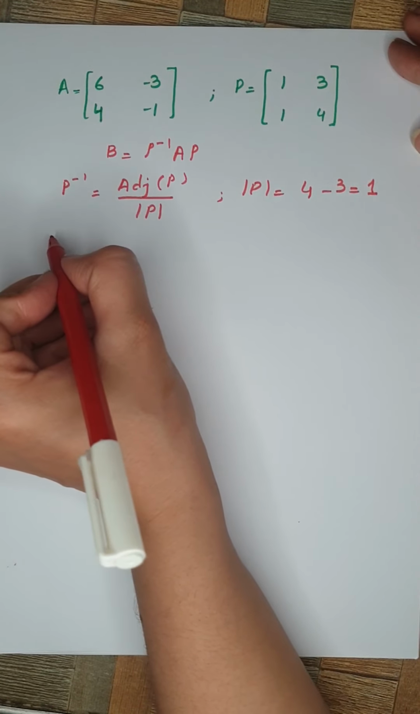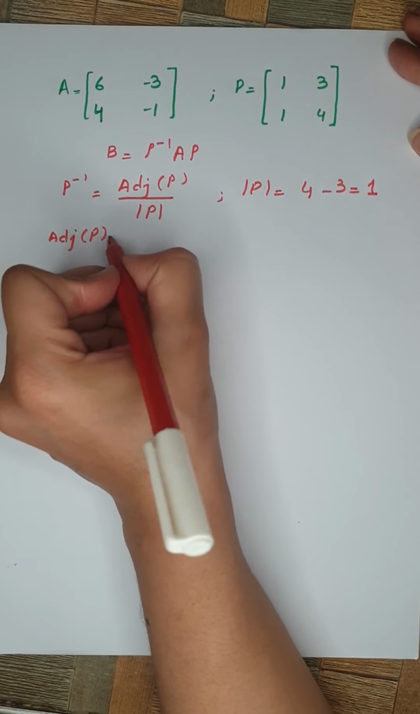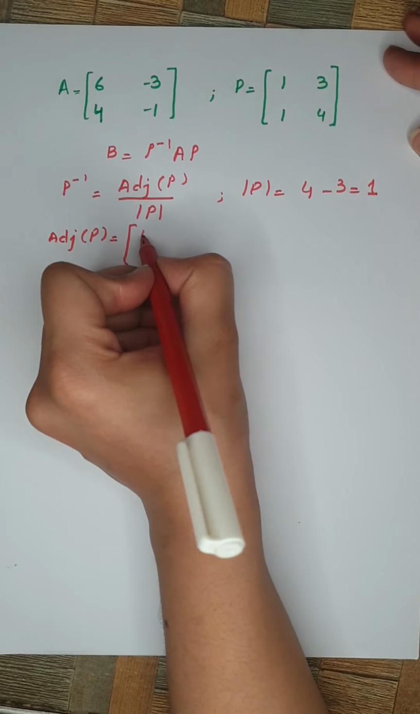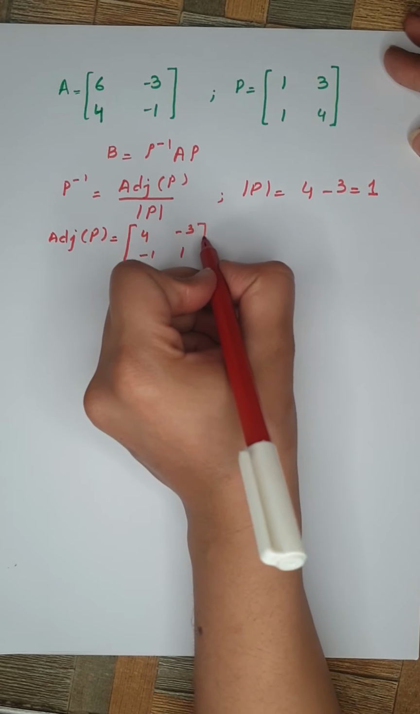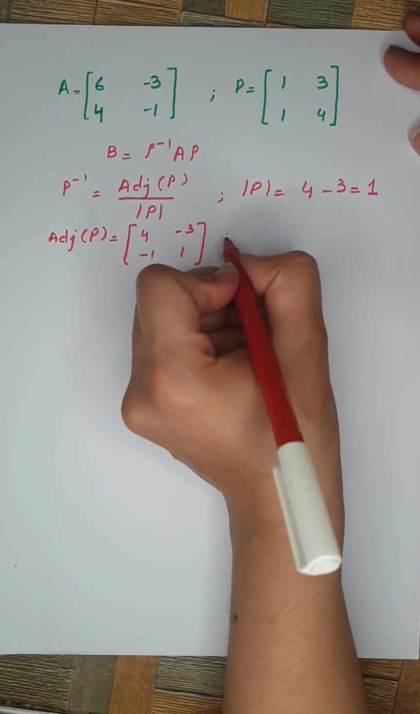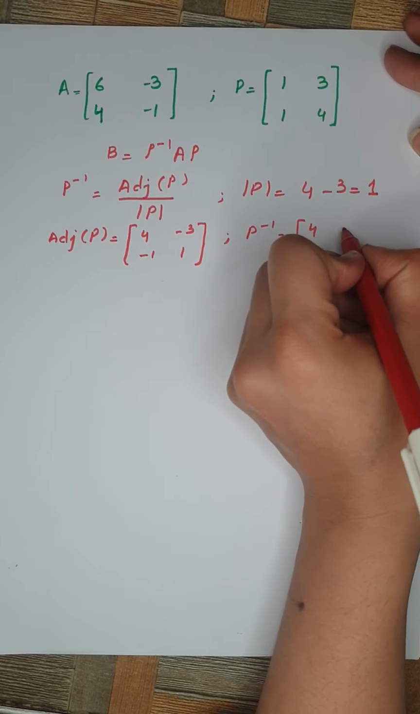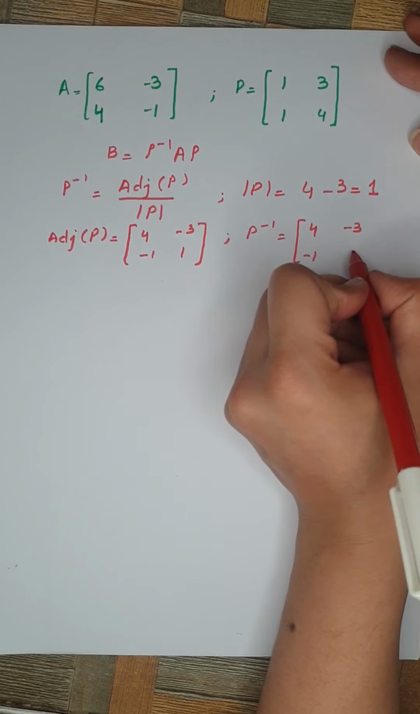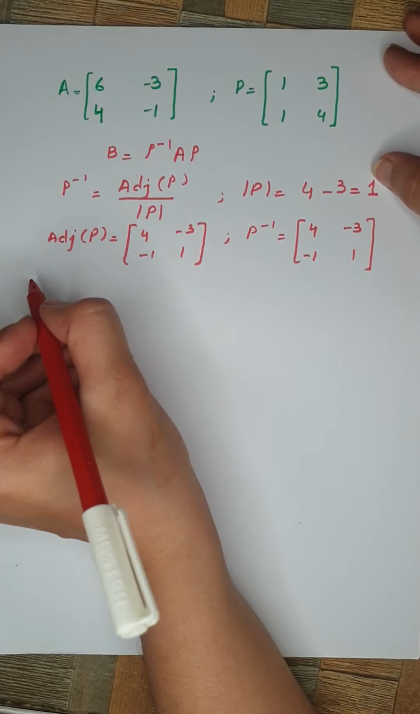All right, and adjoint of P is equal to 4, 1 minus 3 and minus 1. All right, so this implies P inverse is equal to 4 minus 3 minus 1 and 1. Since any entry divided by 1 remains the same, it doesn't affect its values.